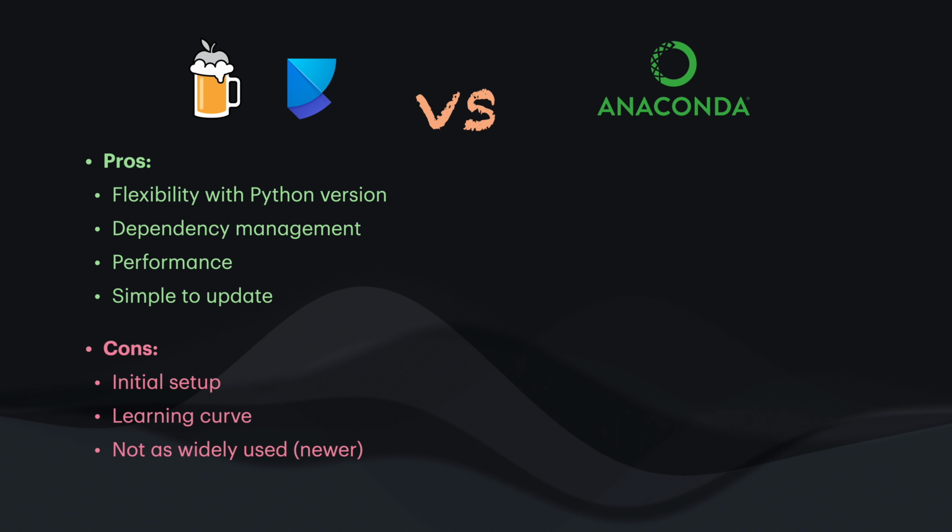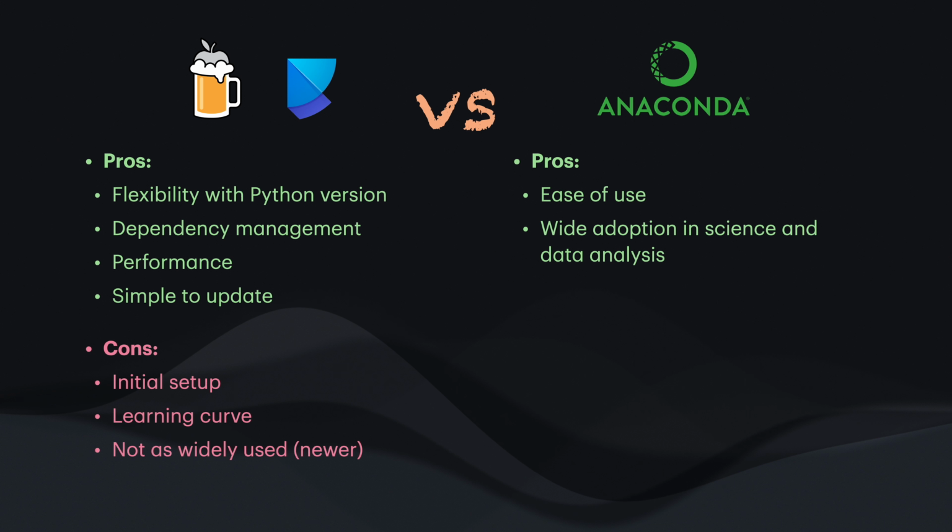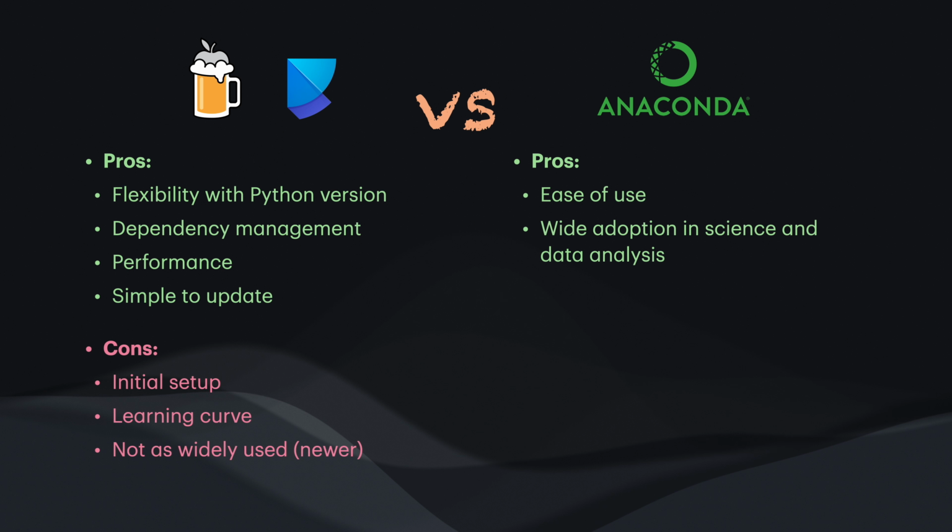popularity really quickly. As for Anaconda, one of the things that made it really popular from the start was its ease of use. And also, we've got to consider that there is a wide adoption of Anaconda in science and data analysis, which means that there are a lot of resources using Anaconda and discussing and helping you solve any issue you might encounter. However, the negatives are quite important in my mind.